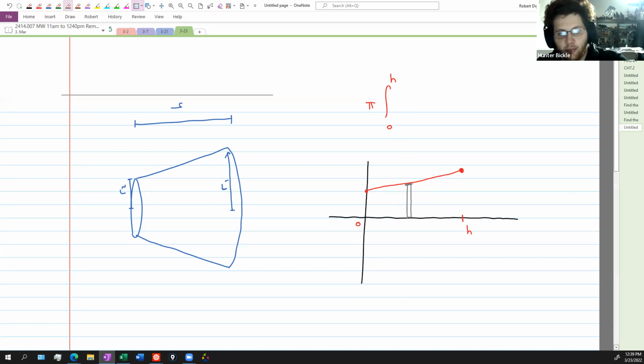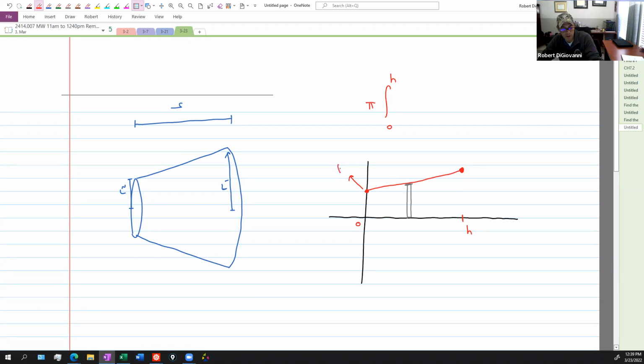We can find our slope by comparing the difference between the radiuses on the frustum. I think the easiest way to find the equation of that is to look at these as points. This is the point 0, r1, because I told you the distance from here to here is r1. So that's the point 0, r1, and this is the point h, r2. I'm sorry, I got the r1 and r2 backwards. R2 here, r1.